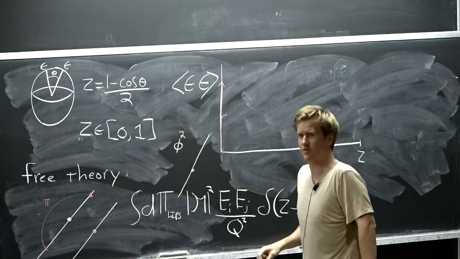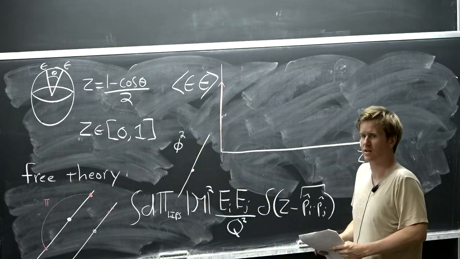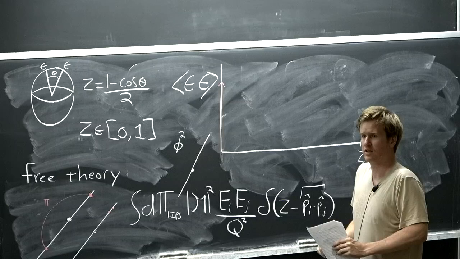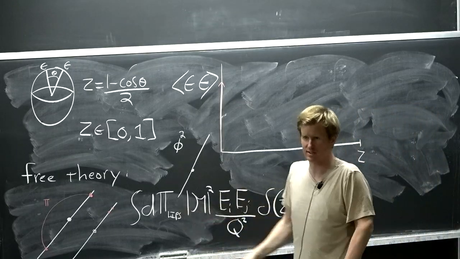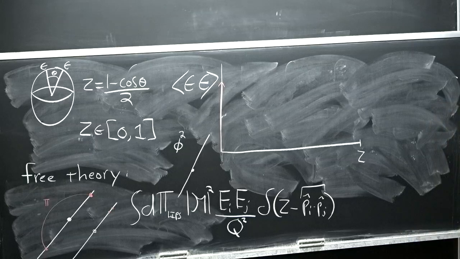Can I understand this as being the 4-point factorization? Yeah. Or you can also compute this just with Wick contractions. Exactly. Yeah, absolutely. Yes. Very good question.